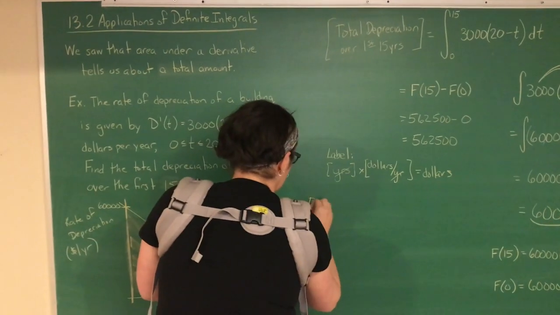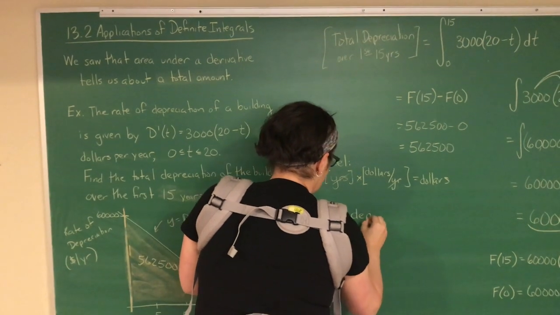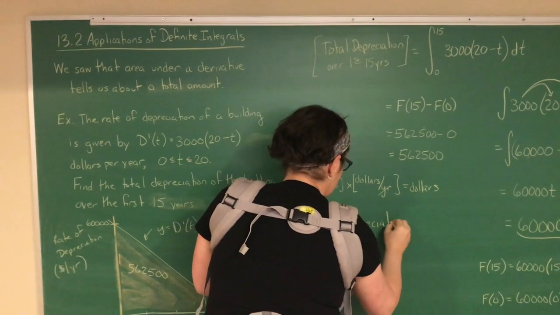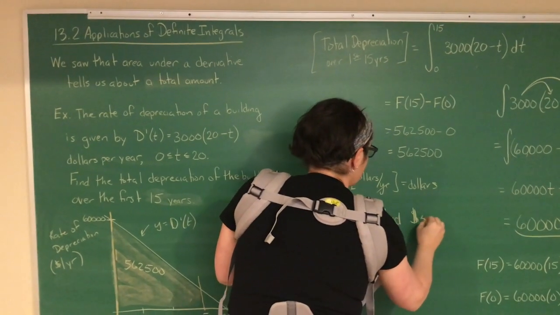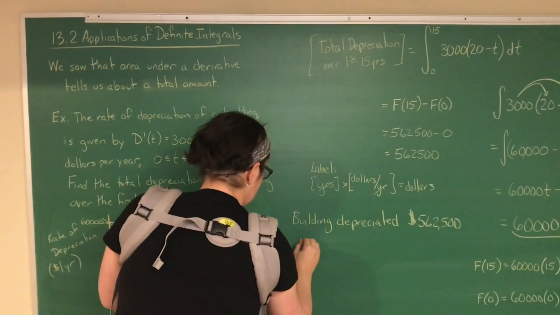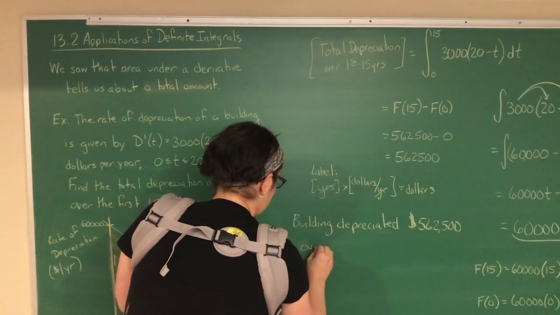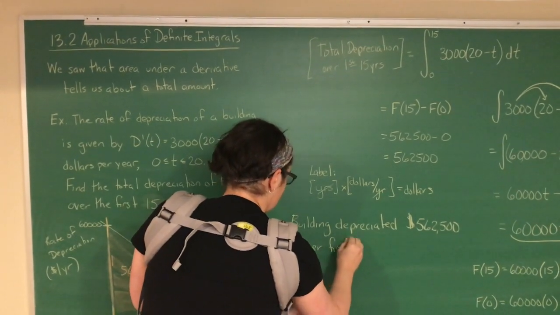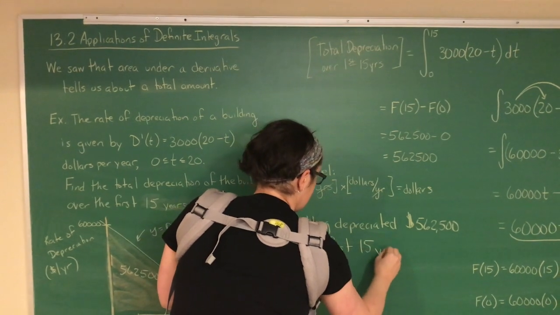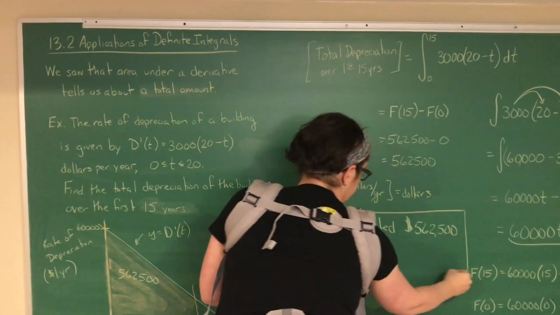So this building depreciated $562,500 over the first 15 years after it was built.